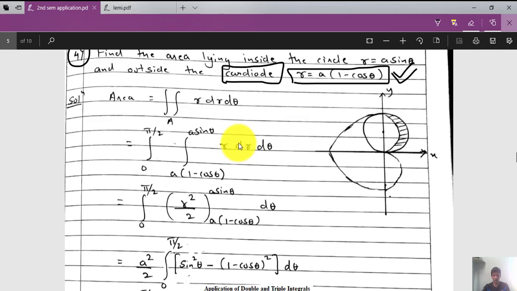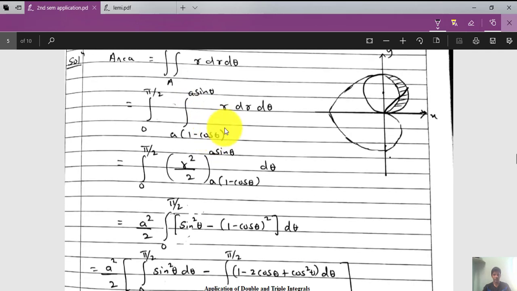So value of r will be what? Value of r is, see here, if you take the radial vector like this, it is tracing these two particular curves for which I want to find the value. So r will be, r is equal to a(1 minus cos theta) and a sin theta, right? So r dr by d theta, fine.